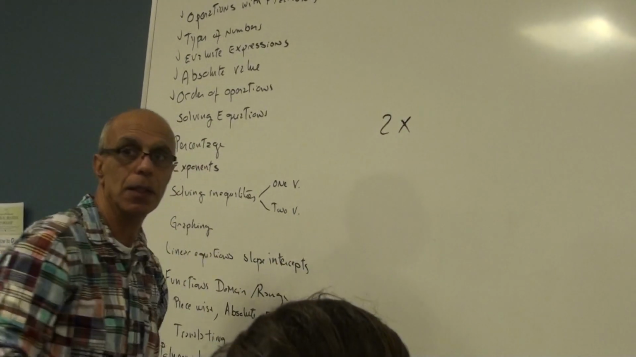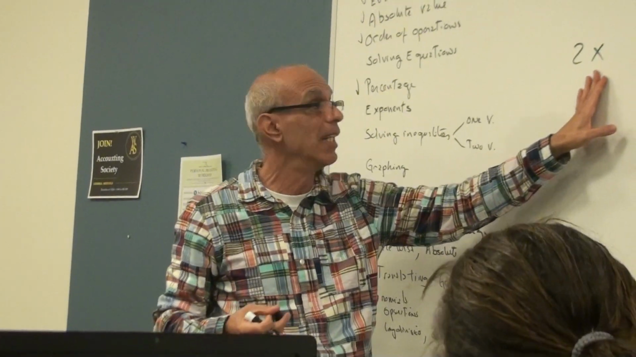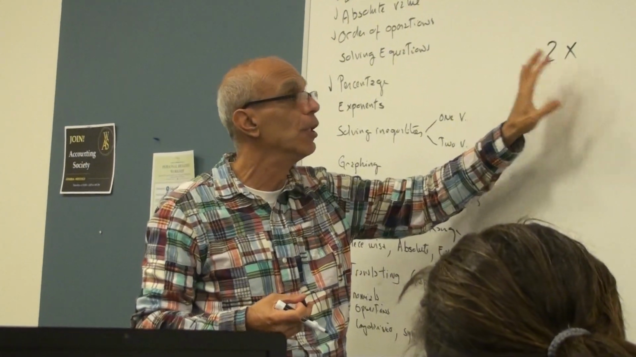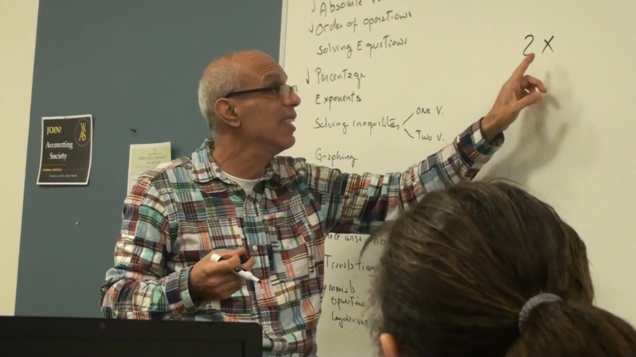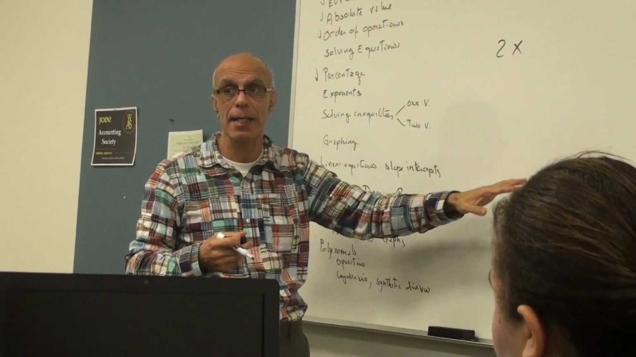Expressions can be evaluated. If I just write 2x, it could be anything because x is a variable. I could say x is 10. If x is 10, then the value of this expression is going to be 20. If I say the value of x is 5, then the value of this is going to be 10. Okay?